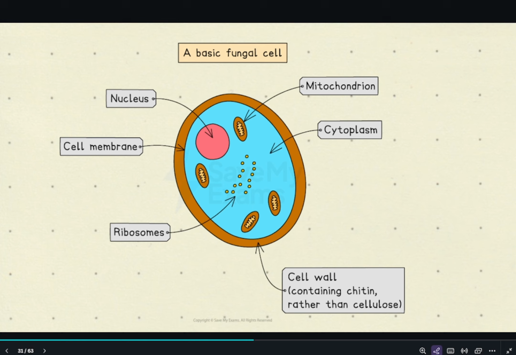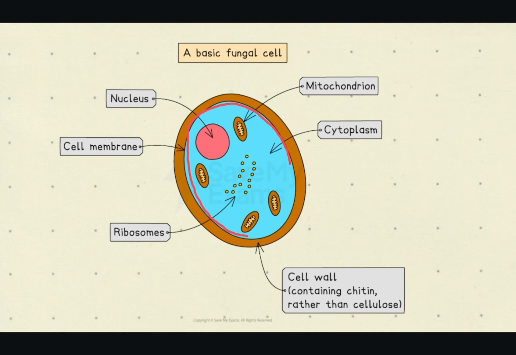You can also see that they have two membranes. One is this inner one that you see, which I'm drawing in red, and the second one is this one. This one is also the cell wall.